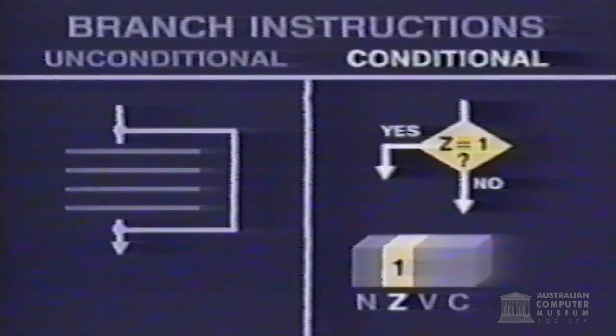Many variations of conditional branch instructions are defined, which transfer control only if some condition is met or some value is matched. In this example, the branch will occur if the 0 condition code bit, or Z bit, contains a 1. The branch will not occur if the Z bit is 0.